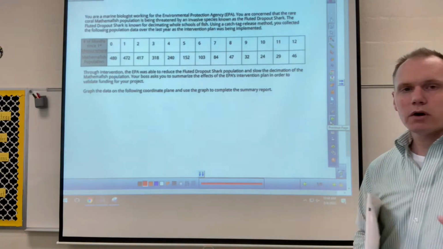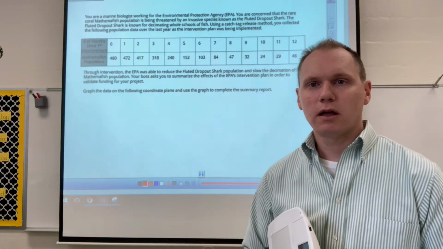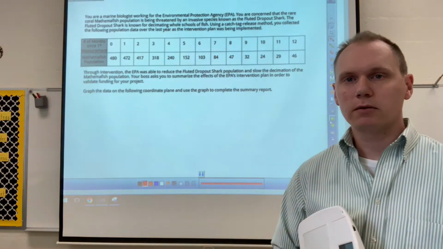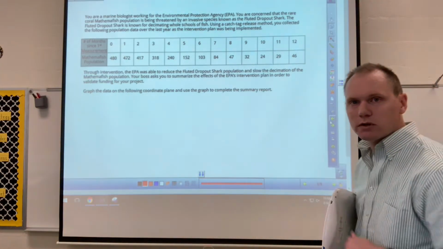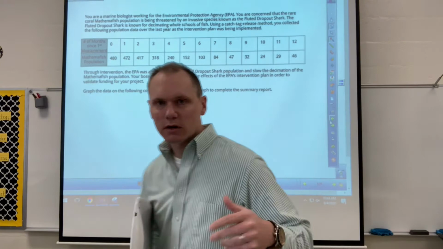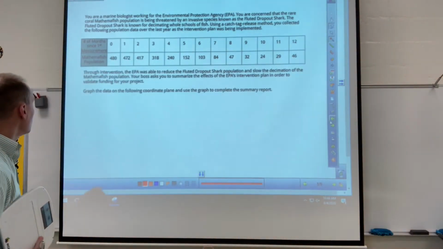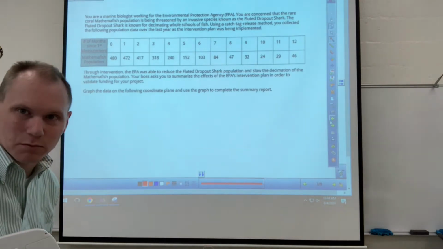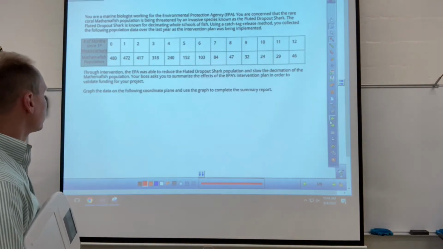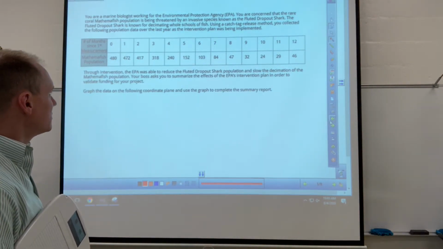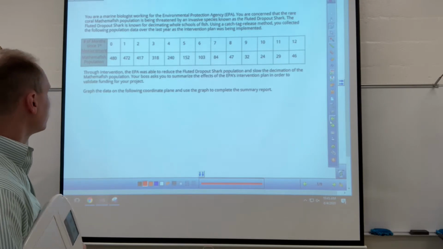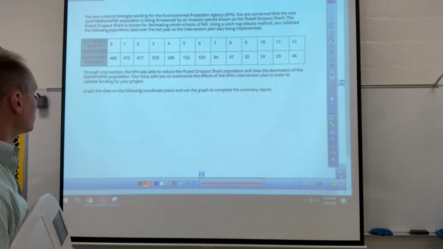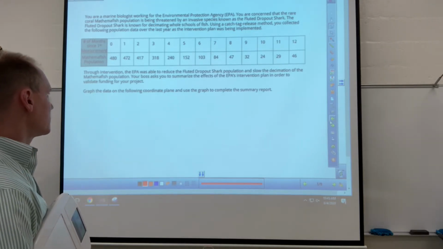So to embark on this task, I've got a situation that I want you to think about. I know you may not be able to read the words, it may be too small, but let me read it for you. It says, you're a marine biologist working for an environmental protection agency. You are concerned that the rare coral mathmafish population, yes, they said mathmafish, is being threatened by an invasive species known as the fluted dropout shark. The fluted dropout shark is known for decimating whole schools of fish.